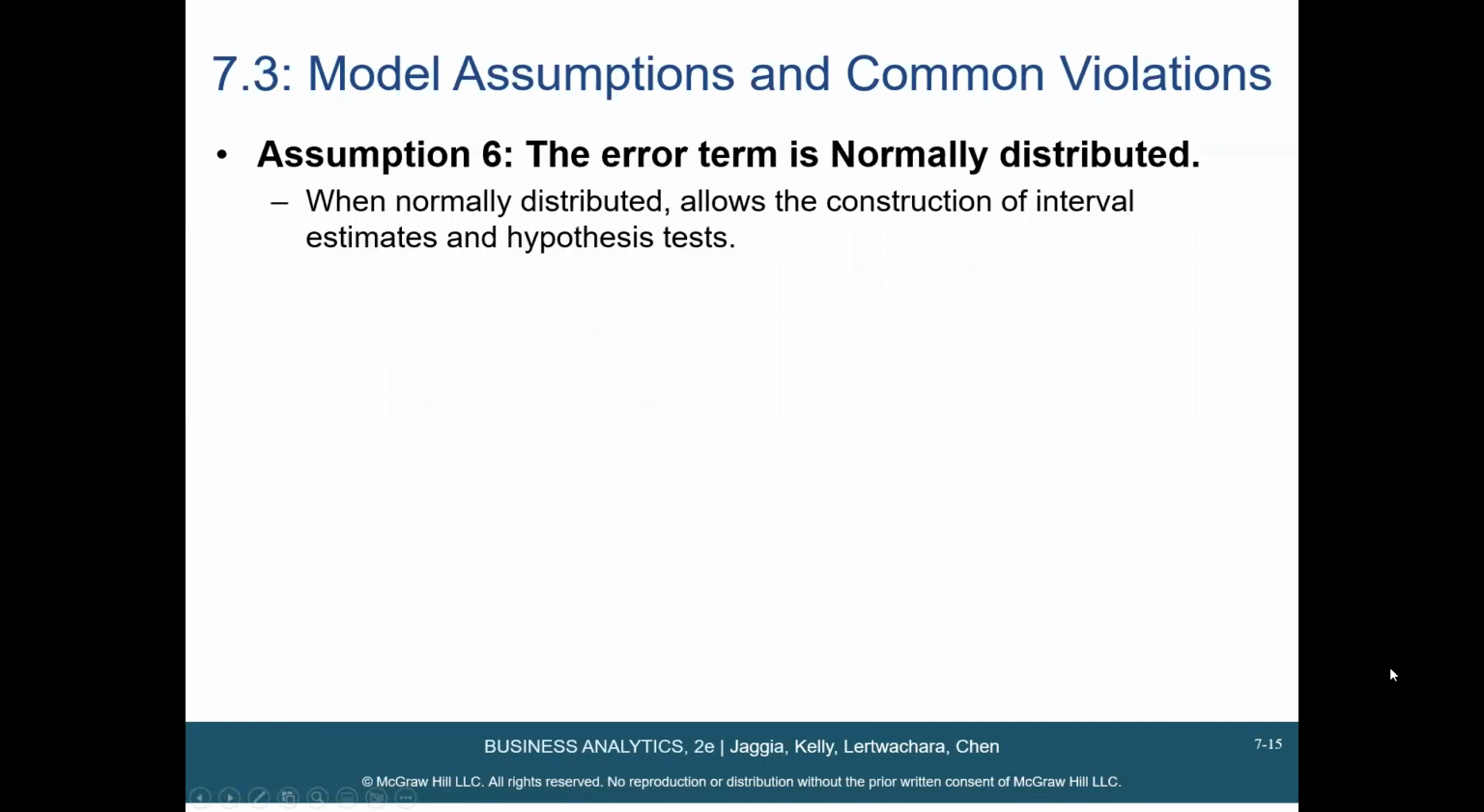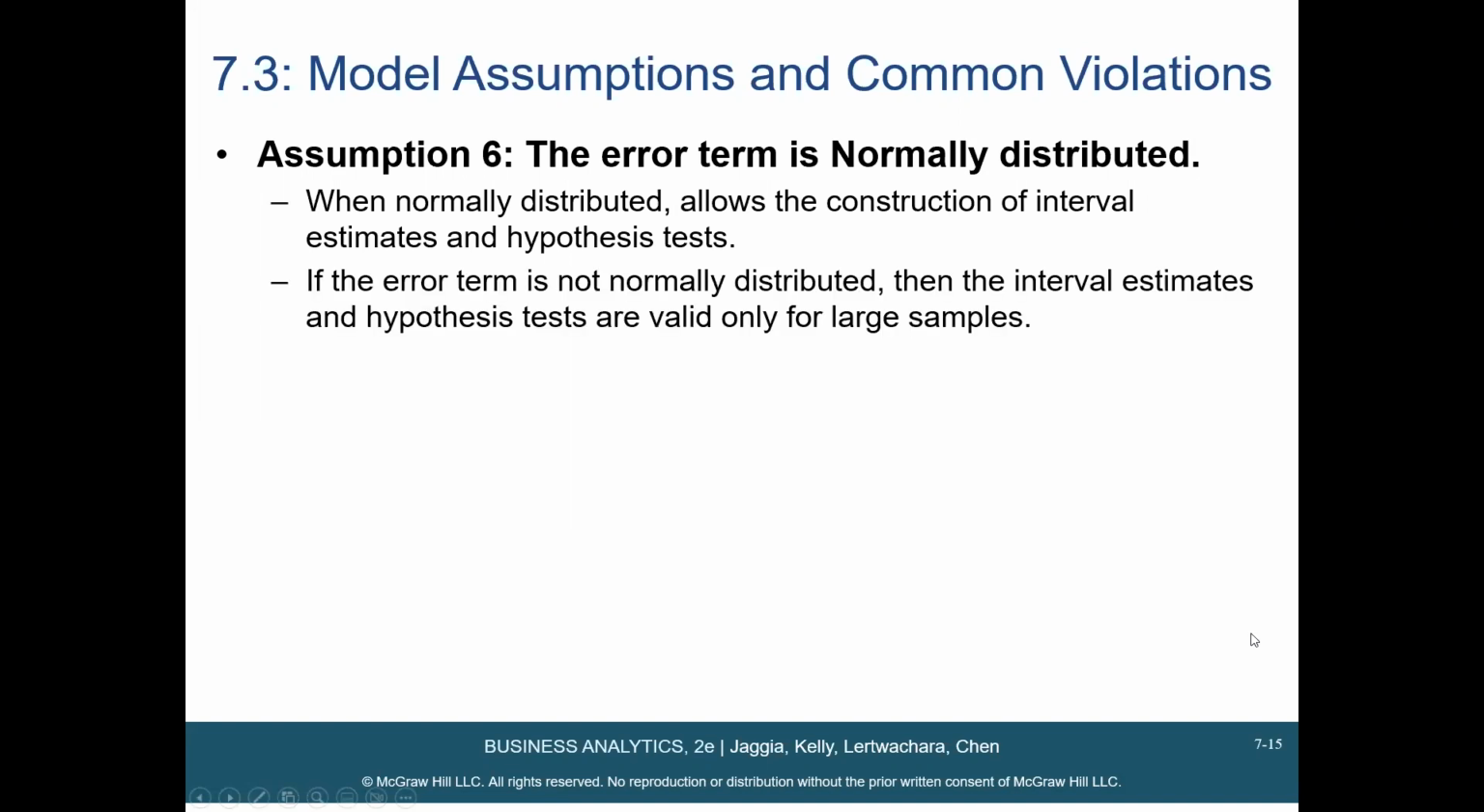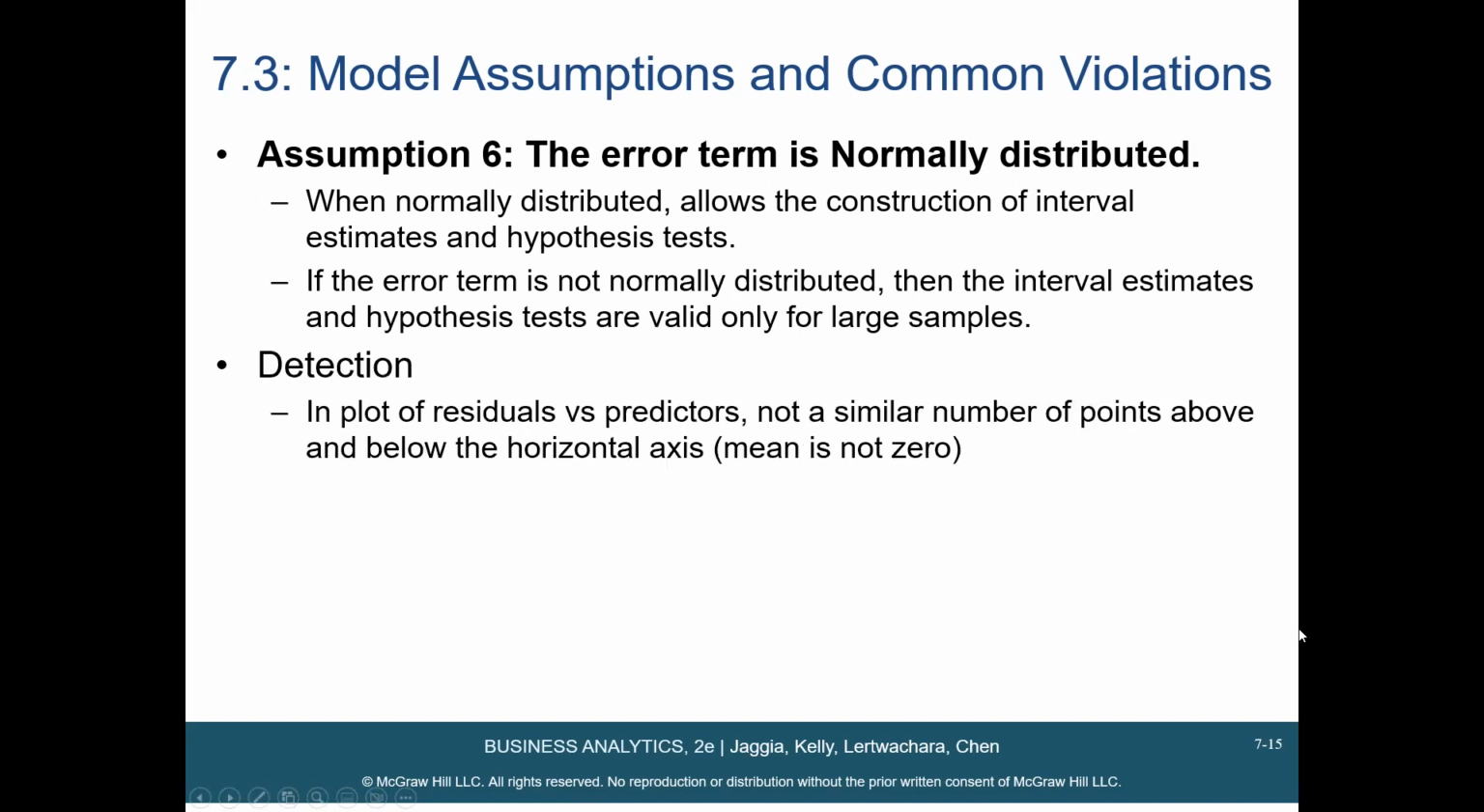And the last assumption is that the error term is normally distributed. When it's normally distributed, it allows us to build the interval estimates and to run the hypothesis test. If the error term is not normally distributed, then the interval estimates and hypothesis tests are only valid for large samples. So as I've said a few times, more data tends to fix everything. So we're in the age of big data now, and so hopefully this won't become an issue. But if you have a smaller sample, it is something that could happen.